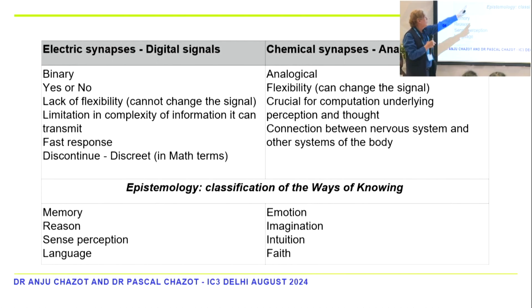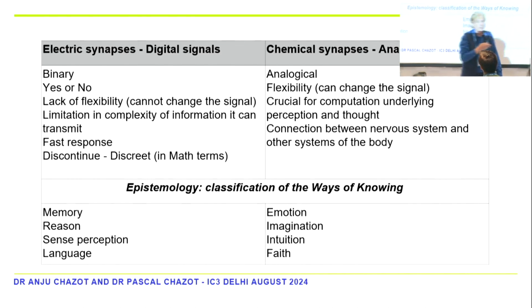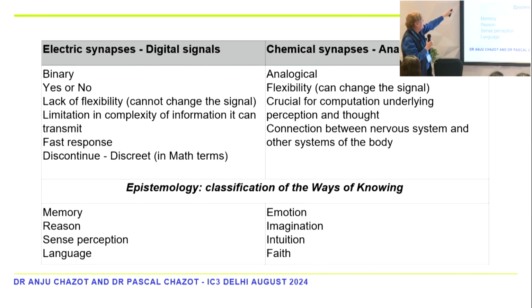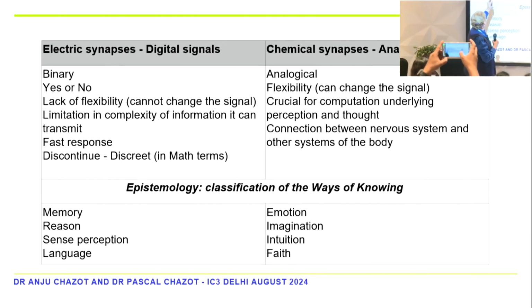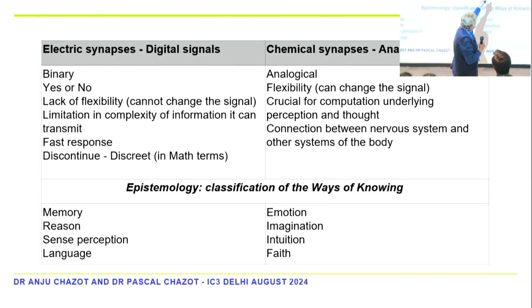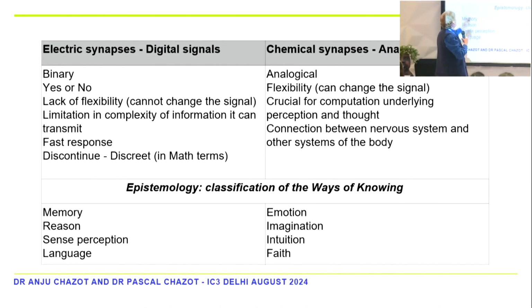So I made a small table between the electric synapse, which corresponds to digital signals, and the chemical synapse, which corresponds to analog signals. Here it's binary, yes or no, with a lack of flexibility in terms of the brain, because it goes in both ways and you cannot change the signal. While with the analog, chemical signal, because it goes in one way, you can change the signal. And then perception, the connection between the nervous system and other systems of the body.